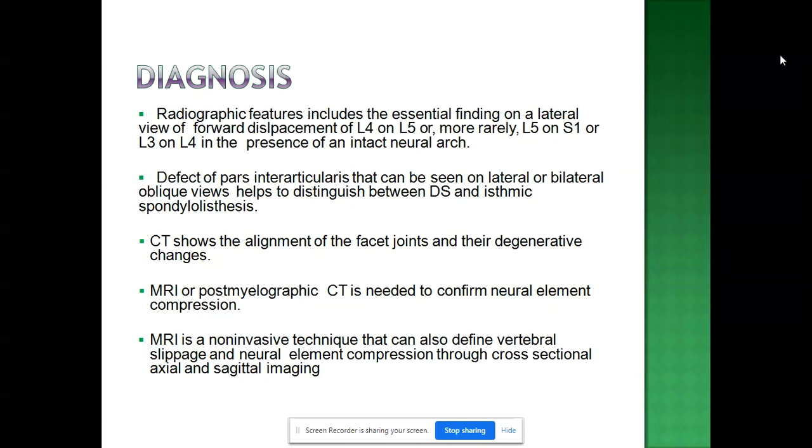Defect of pars interarticularis that can be seen on the lateral or bilateral oblique views helps to distinguish between degenerative spondylolisthesis and ischemic spondylolisthesis. So a CT scan also can be taken. MRI can be taken. If we take MRI or CT scan, that will also give us confirmation if the patient is having spondylolisthesis. MRI is a non-invasive technique that can also define vertebral slippage and neural element compression through cross-sectional axial and sagittal imaging.